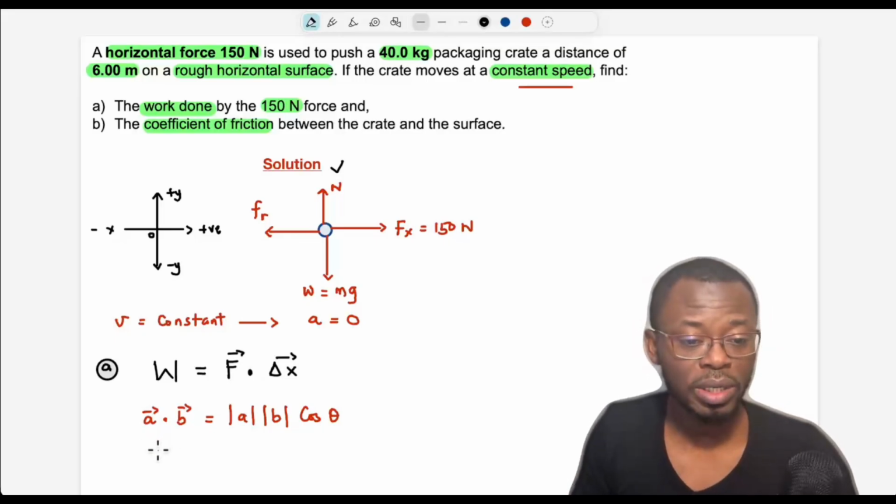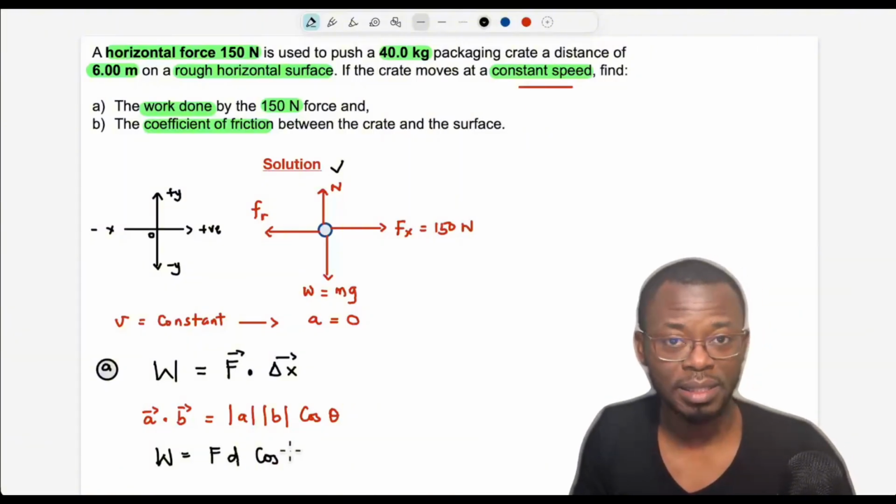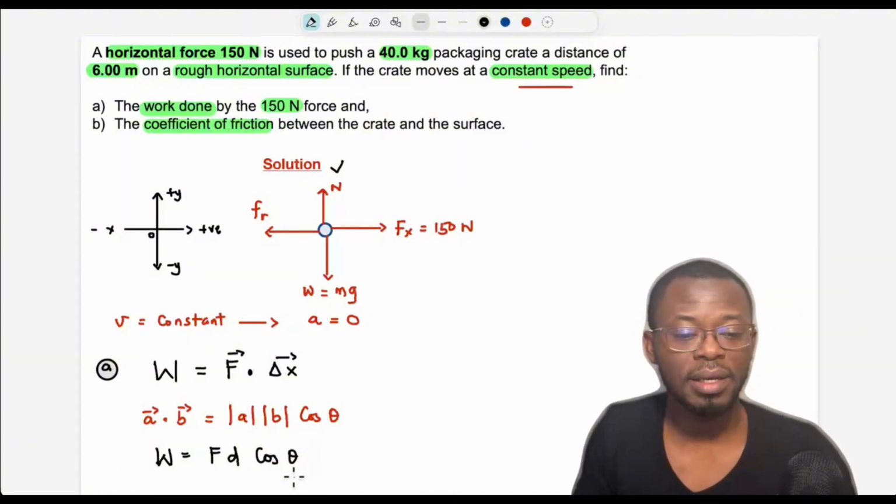All right. So now in this case, we are going to have the work done equals the magnitude of the force, so F without that bar at the top, times the magnitude of the displacement, which is distance, and then the cosine of the angle between the force and the displacement. So the angle theta.